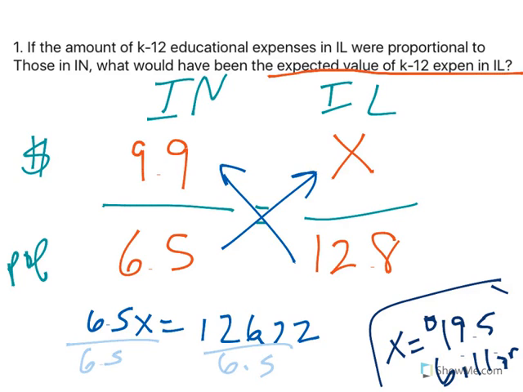Now, it doesn't ask for this, but just for fun, the actual in Illinois, if you recall, is 25.6 billion. So Illinois would have saved roughly $5.1 billion if they had spent on education the same in proportion to what Indiana had. All right? So this is just a what if. What if Illinois was just like Indiana? All right, let's do one more of these.